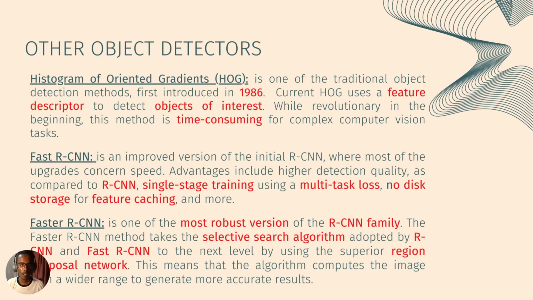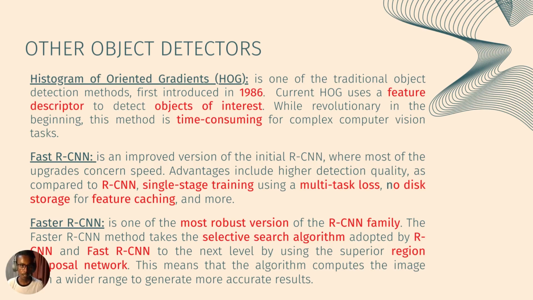So what are the other object detectors? What kind of algorithms are out there besides the YOLO algorithm? One of the earliest object detectors was the histogram of oriented gradients, one of the traditional object detection methods, which was first introduced in 1986.